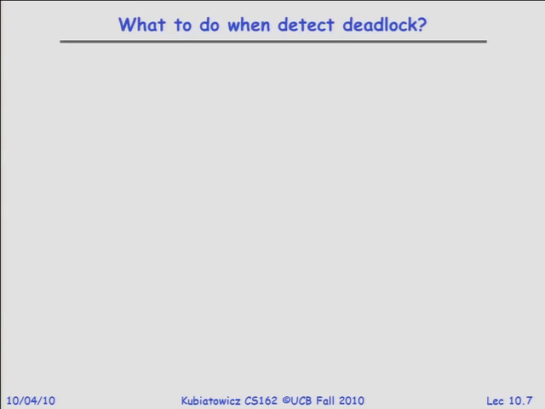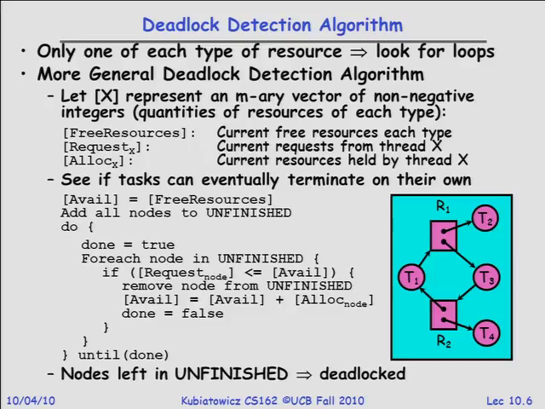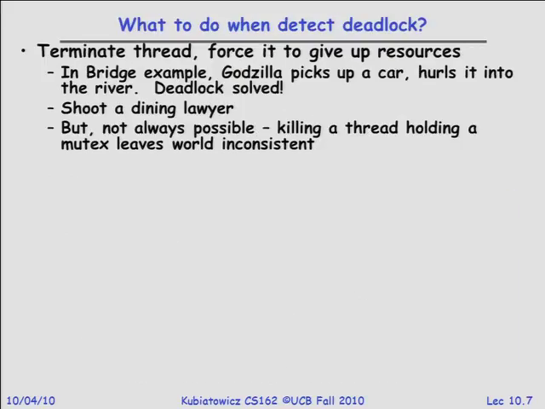Okay. So what do we do when we detect that deadlock? By the way, detecting deadlock is the example in which we make it all the way through this, and there's still some threads left in the unfinished category. Then we know we've got deadlock, because there was really no way to finish everybody. Okay? So what do we do when we detect it? Well, one case is maybe we just terminate the thread and force it to give up resources. Remember the bridge example from last time? This is the Godzilla reaches down, grabs a car, tosses it over the side. No problem. All right? I guess you could shoot one of the dining lawyers. The problem is, of course, that this solution's not always possible.